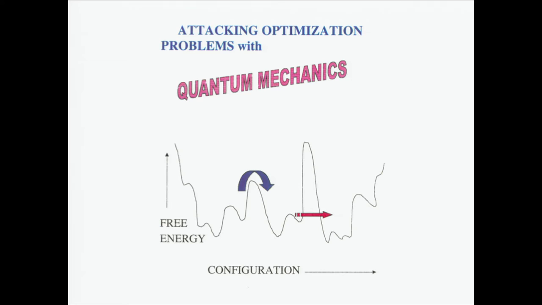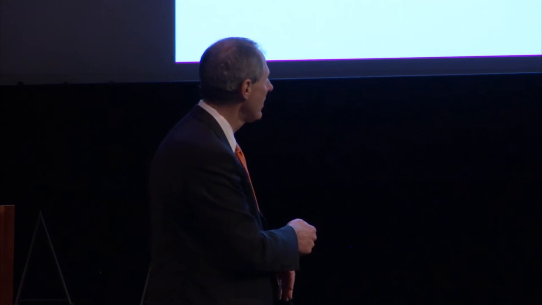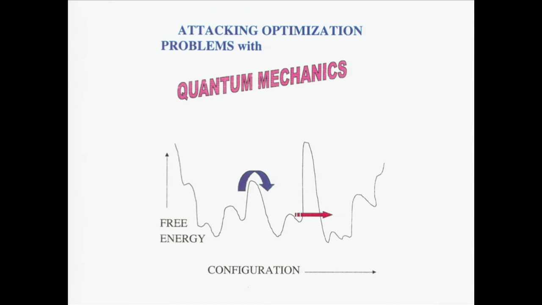Okay, so we want to attack these optimization problems with quantum mechanics. And what we usually talk about in that concept is this diagram, which I sketched on the introductory graph, which is the free energy. You know what energy is. Free energy is just the combination of the entropy and the energy to talk about the state of the system. And this somewhat mysterious term of configuration. Okay, so the configurations are the ways the system can be set up. So let me give you some examples.